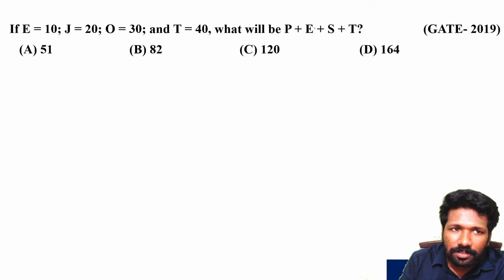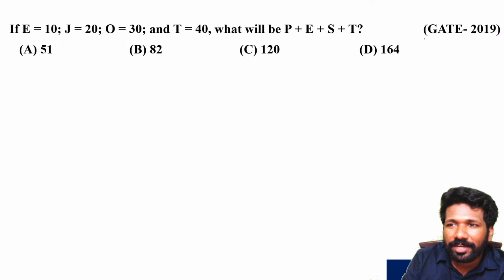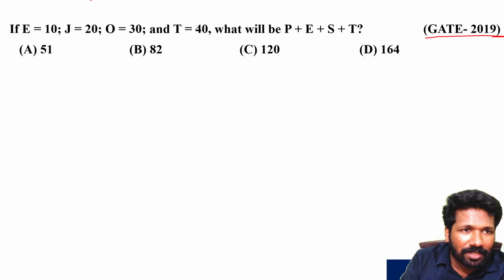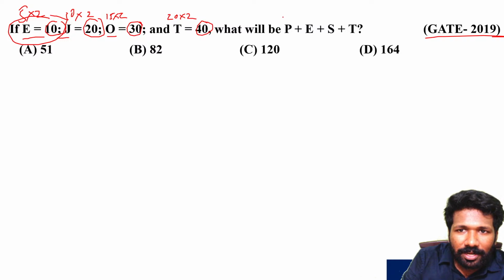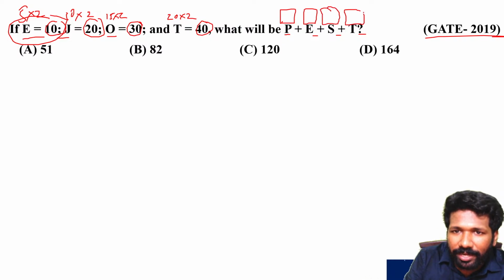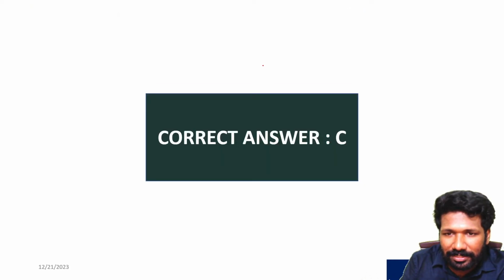codings. And this is according to the number of letters, but a manipulation is done. E is 10. E is the 5th letter. 5 into 2 is 10. J is the 10th letter in the English alphabet. 10 into 2 is 20. The EJOT code will help you immensely here. O is the 15th letter. 15 into 2 is 30. T is the 20th letter. 20 into 2 is 40. So similarly, for PEST you can find the position and double it. Then add it. That will be the answer. 120 will be the answer.